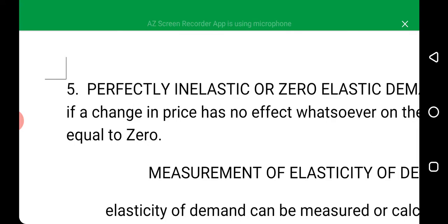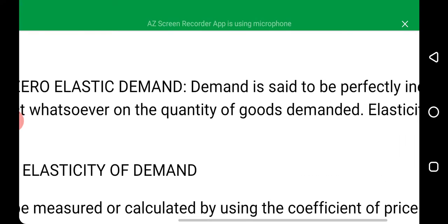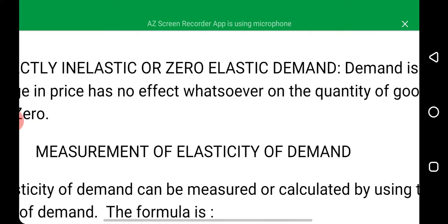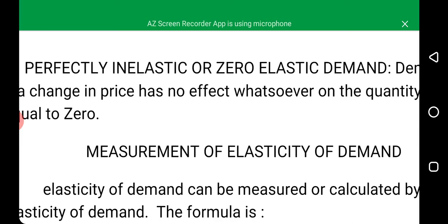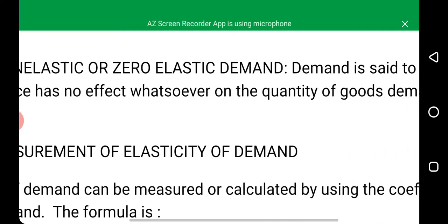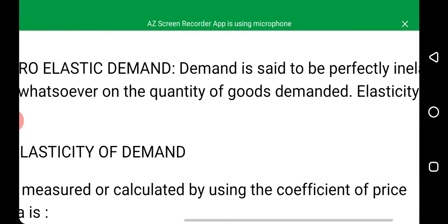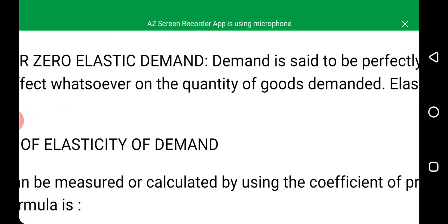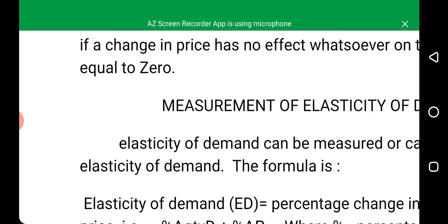Number 5, perfectly inelastic or zero elastic demand. Demand is said to be perfectly inelastic if a change in price has no effect whatsoever on the quantity of goods demanded. So in this case, elasticity is equal to zero.